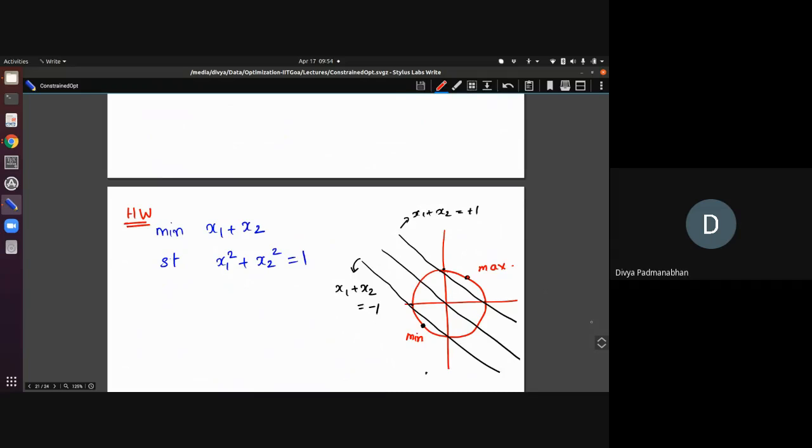Now there are actually something called the second order KKT conditions. Like in unconstrained optimization, you saw the first order condition, which was that the gradient is 0, and you had second order conditions which looked at the Hessian of the function, such as the Hessian has to be positive semi-definite or positive definite. Similar conditions exist even for constrained optimization. So you have some second order necessary conditions, and also a second order sufficient condition.